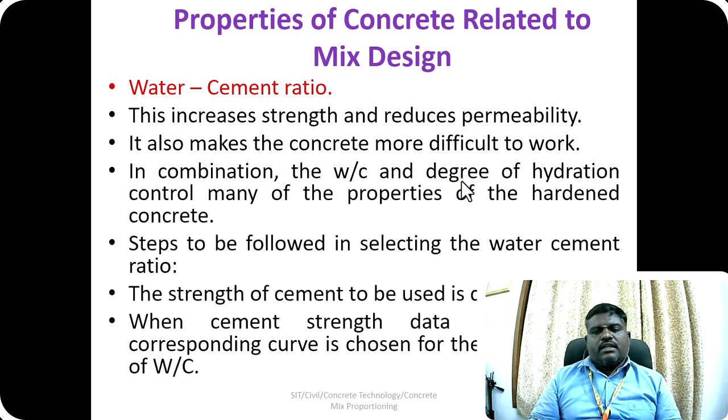So for that, the strength of the cement used should be determined first, and when the cement strength data are available, based on that, in IS 10262:2009, there is a chart with three similar curves for three different grades of cement. For 53 grade cement, for 43 grade cement, and for 33 grade cement, there is a chart. Based on that chart, we can decide the water cement ratio.